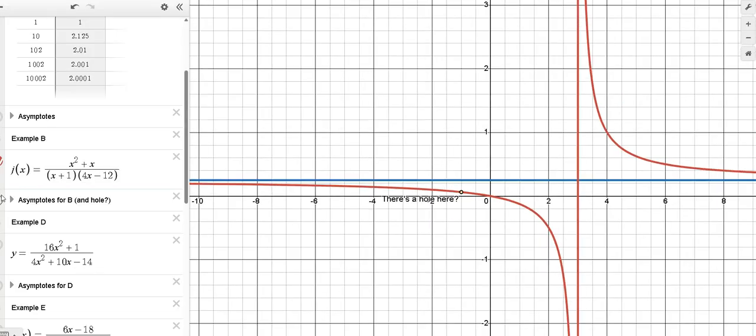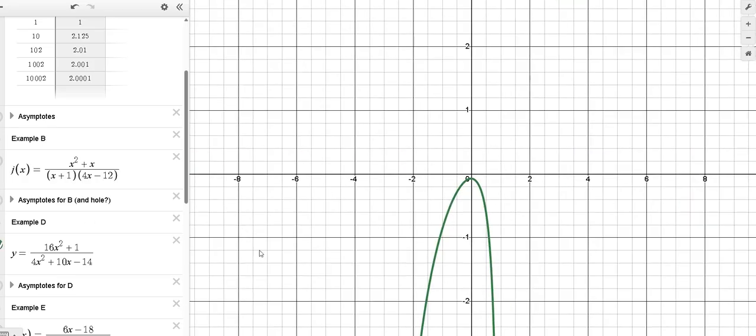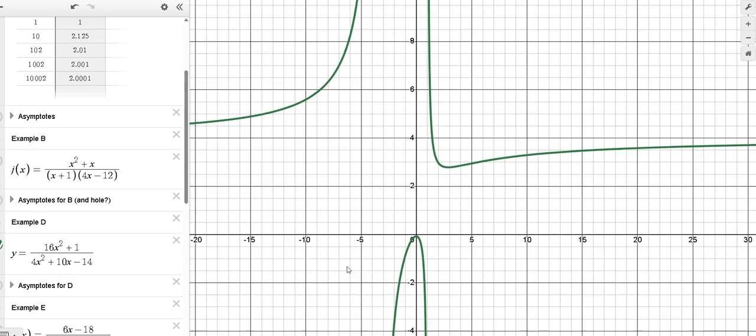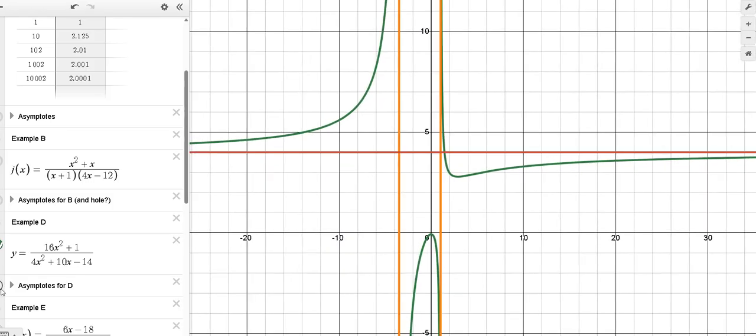Let's put in the asymptotes. There's your hole in this graph. Oh, see, that's the wrong one. Sorry. We're in example D here. So this is kind of a funky looking graph. Let's put in some asymptotes.